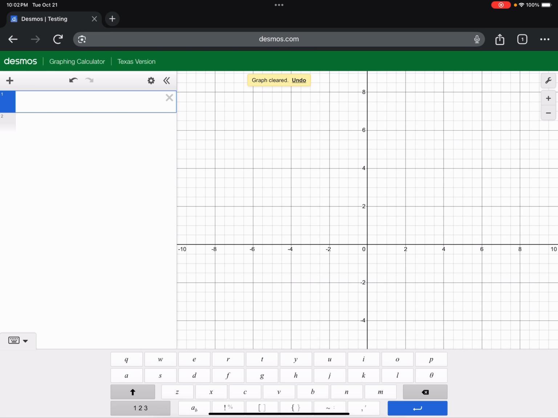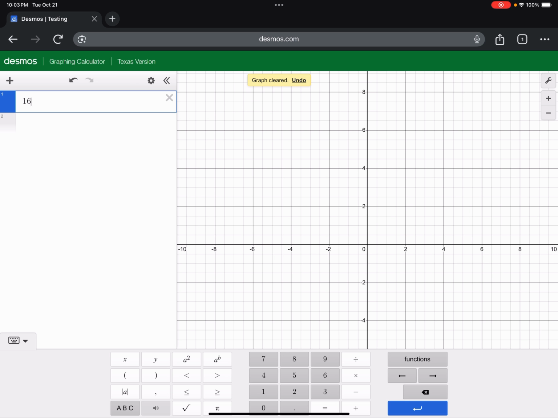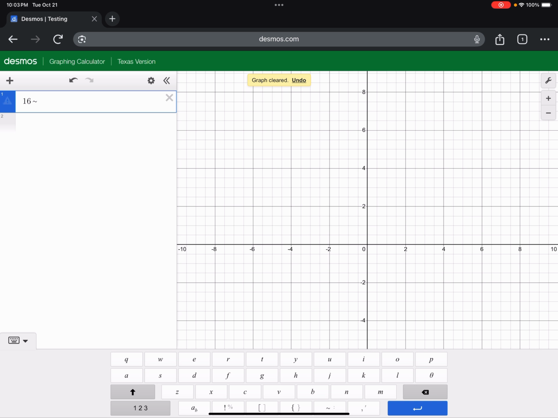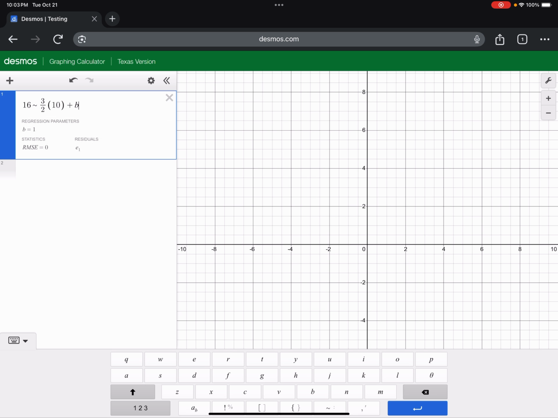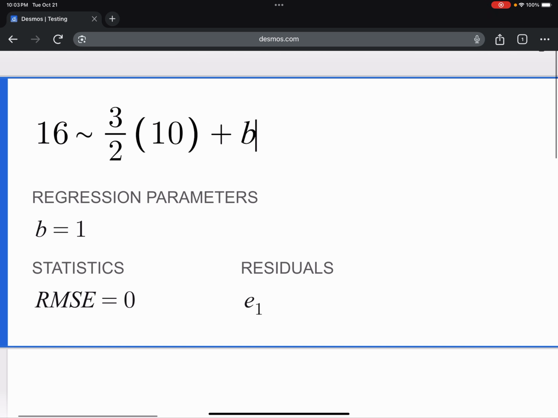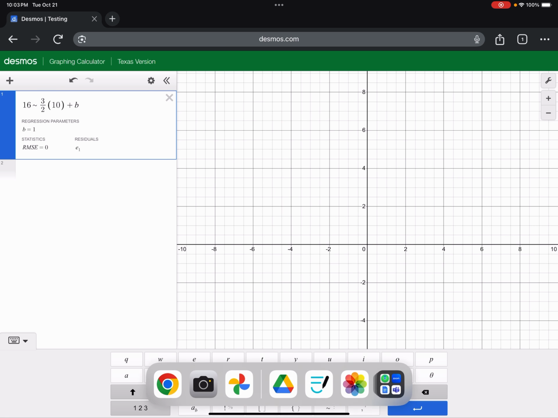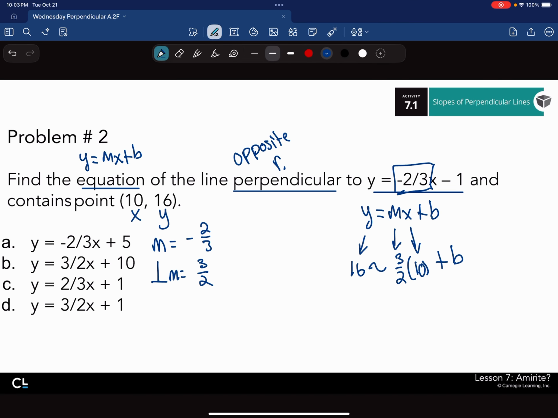So it should be 16 tilde 3/2 parentheses 10 plus b. So now we have our new y-intercept. Our b value is equal to 1. So b is equal to 1.